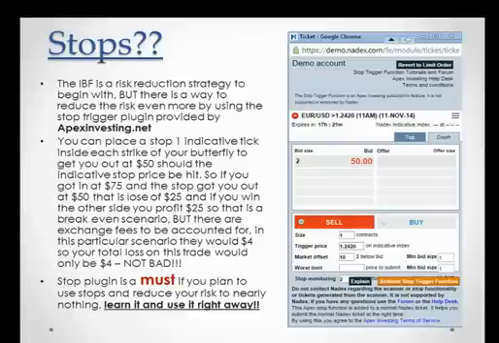So, if you're looking to reduce your risk even more, or to practically nothing on these things, the stop plugin is an absolute must. There are some courses over at ApexInvesting.net on how to use it. You can go over there and learn that, and I suggest you do learn it, and I suggest you use it right away.